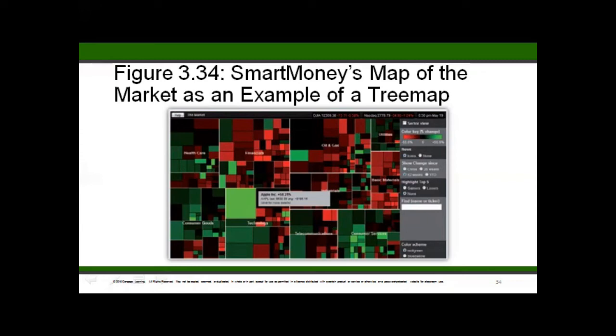An investor can use a tree map in this figure to quickly get an idea of the performance of individual companies relative to other companies in their market sector, as well as the performance of entire market sectors relative to other sectors.